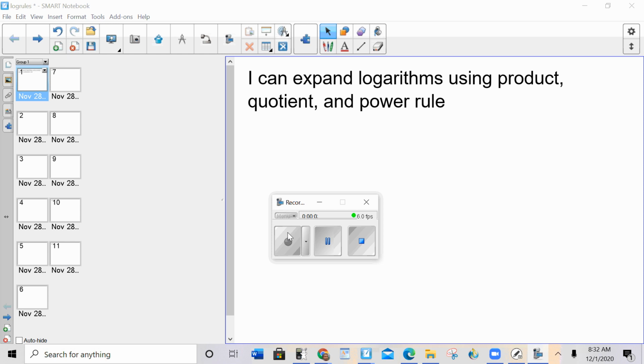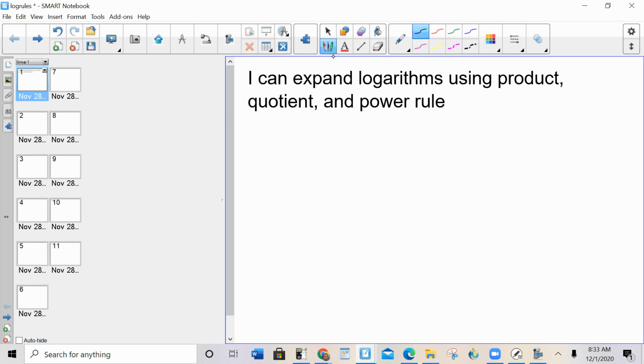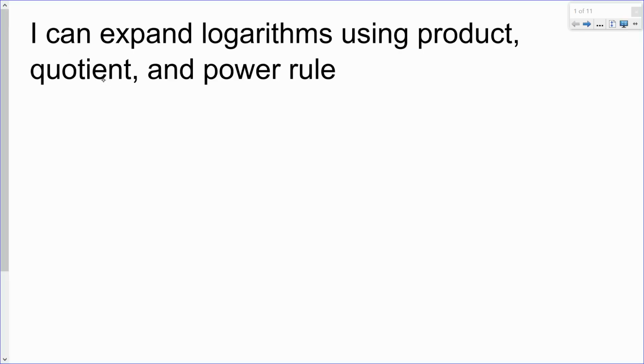Hello everybody. Today I can expand logarithms using the product, quotient, and power rule. So I'm going to show you where these rules come from. I'm going to show you how to use them, and it's going to be just fantastic. So we know that logarithms are based on exponents. We know that logarithms are the inverse of exponents. So let's use the rules of exponents to help us come up with the rules of logs.